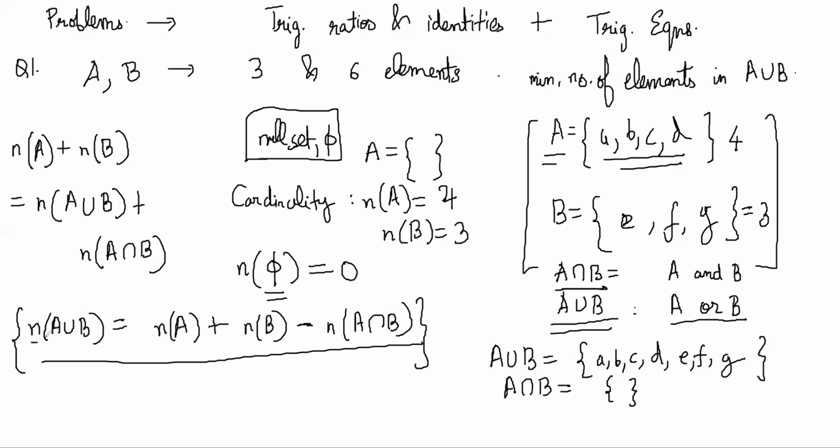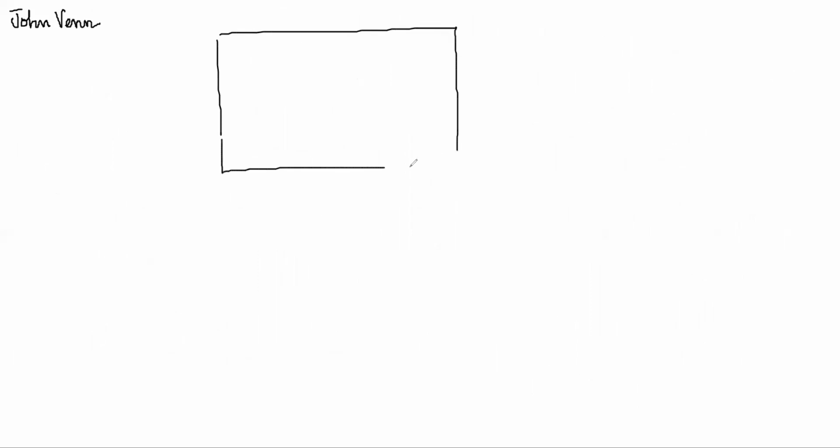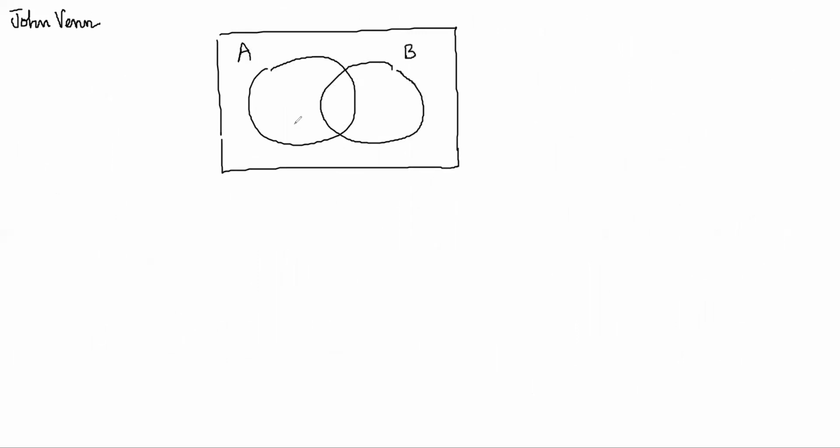So what is the meaning of n of this? n of this means number of elements of this. n of A means number of elements of A. n of A union B means number of elements of A union B, and so on, right? Now, if you draw a simple diagram, a Venn diagram it is called, named after the English mathematician John Venn. Venn diagrams are a nice way to represent sets. So suppose you have A and you have B, right?